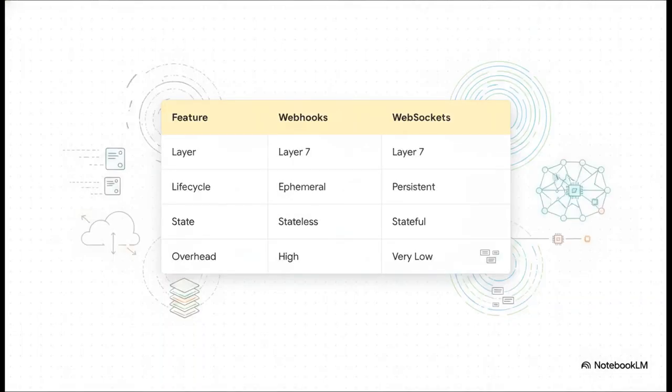Now, what's really interesting about this slide is the rigorous data comparison regarding state and overhead. The differences are honestly stark. Webhooks are stateless and ephemeral, which makes them incredibly easy to scale, but they carry high framing overhead. We're talking hundreds of bytes of HTTP headers for every single delivery. WebSockets, conversely, have incredibly low framing overhead, literally just 2 to 14 bytes per frame header. But the major trade-off is that they are stateful.